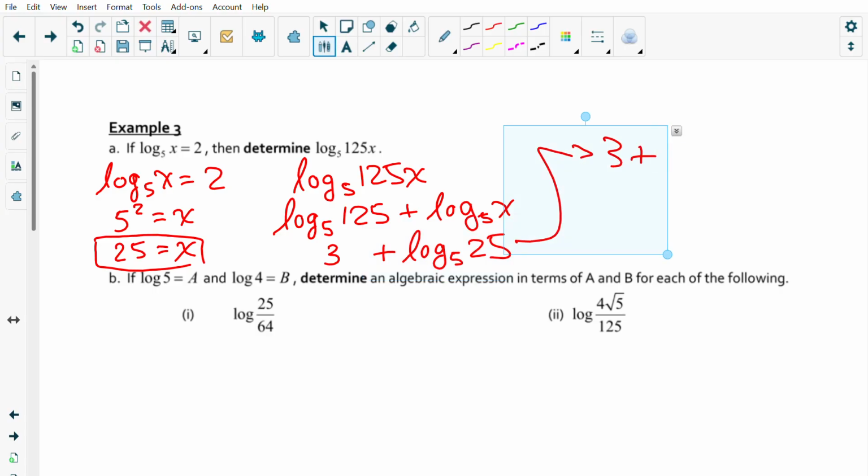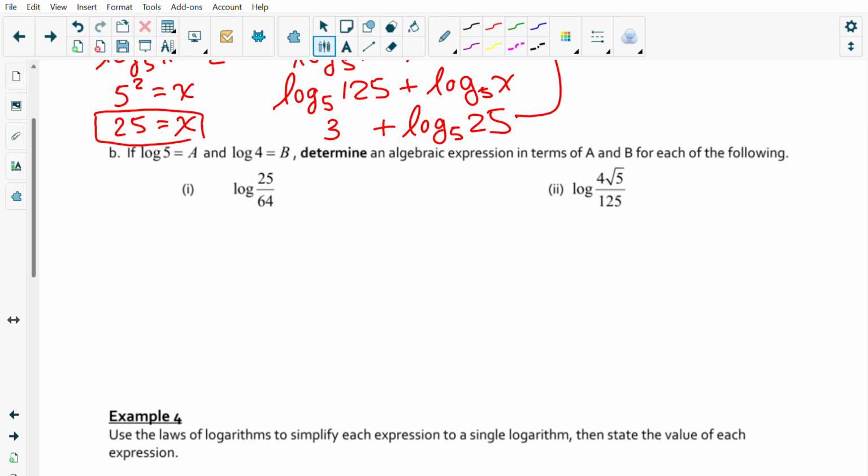Okay, 3 plus, well, what's log base 5 of 25? 5 raised to what exponent gives you 25? That is 2. So 3 plus 2 is 5.